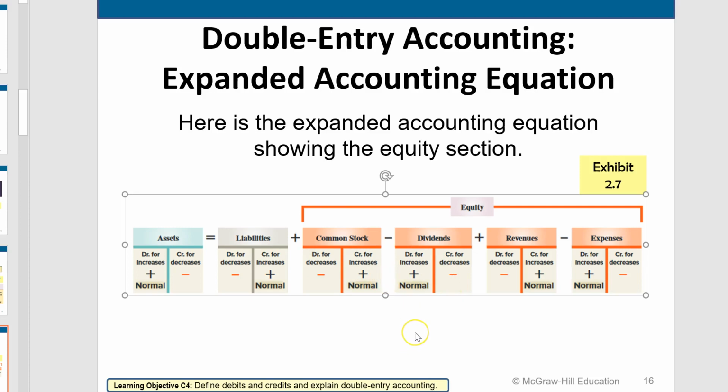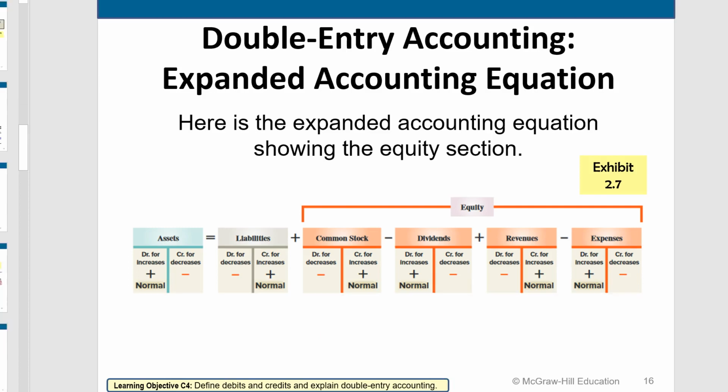All right, so you just need to memorize these six rules really, really well this week, and you will find them very helpful when you do transaction analysis. All right, let's try to do one.